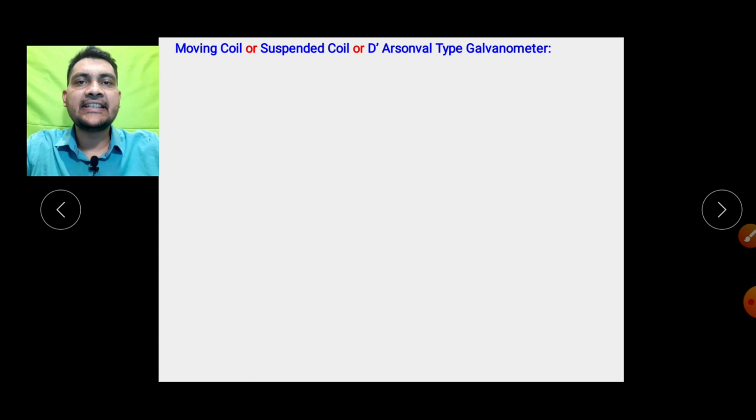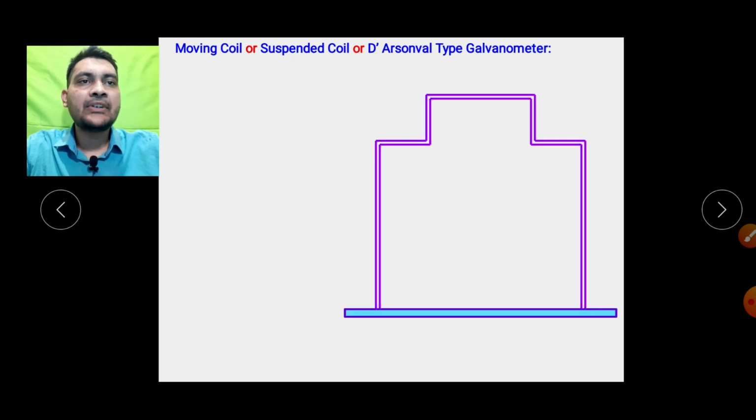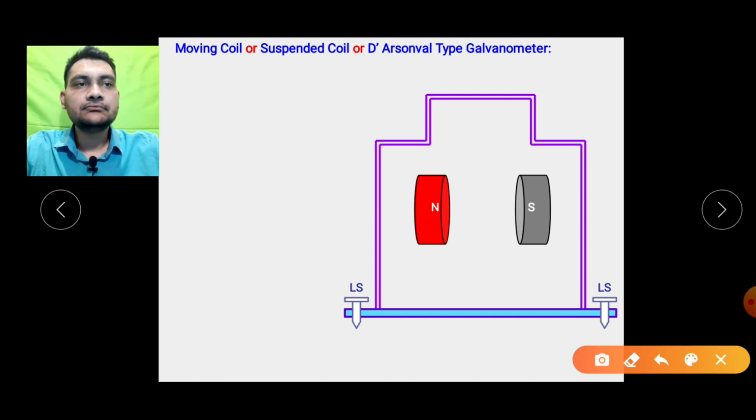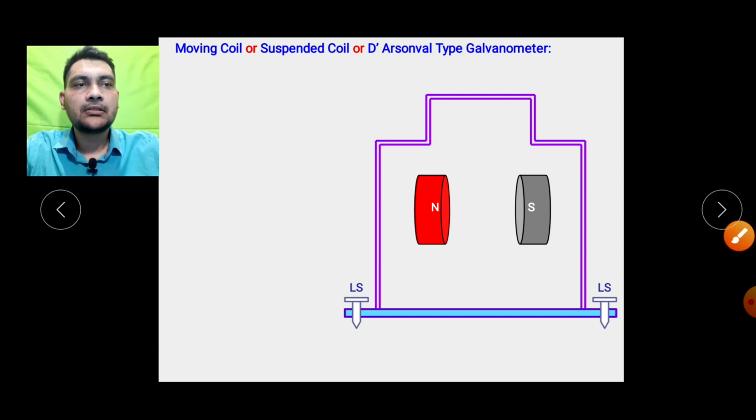So let us now see what is there inside a galvanometer. As you can see in the diagram, the galvanometer consists of two magnetic poles, north pole and south pole. These magnetic poles produce magnetic field from north to south direction. This is the magnetic field from north to south direction.